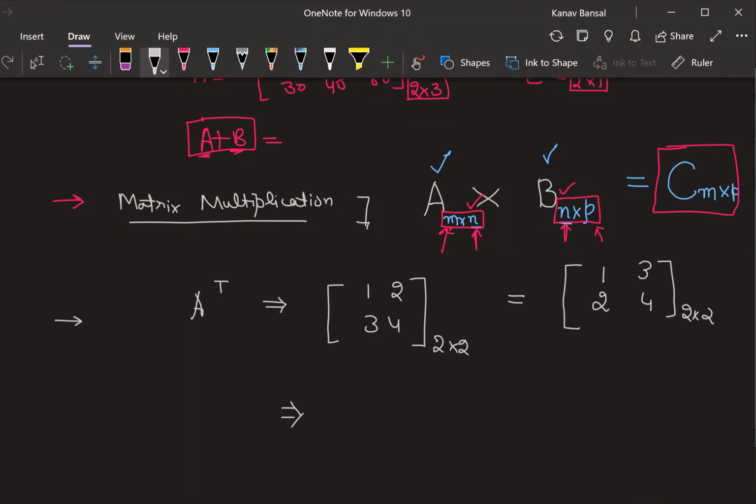Similarly, if I have a matrix like 1, 2, 3, what is the shape of this matrix? We have only one row and three columns. What will be the output if I take the transpose of this matrix? The output will be a single column with three rows. Yes, vertical. Correct.